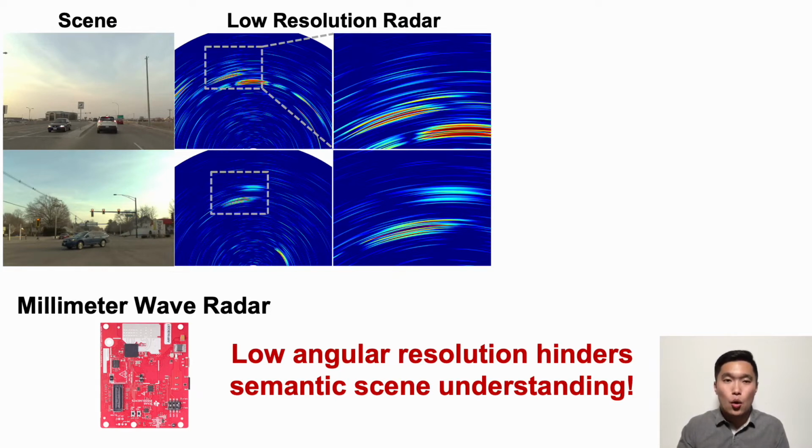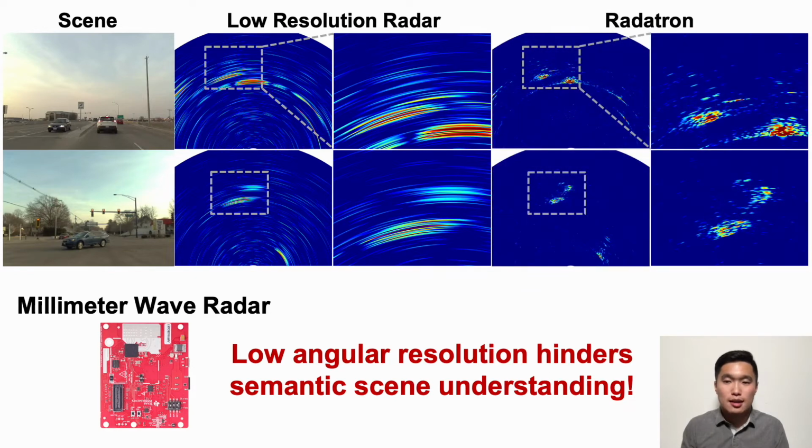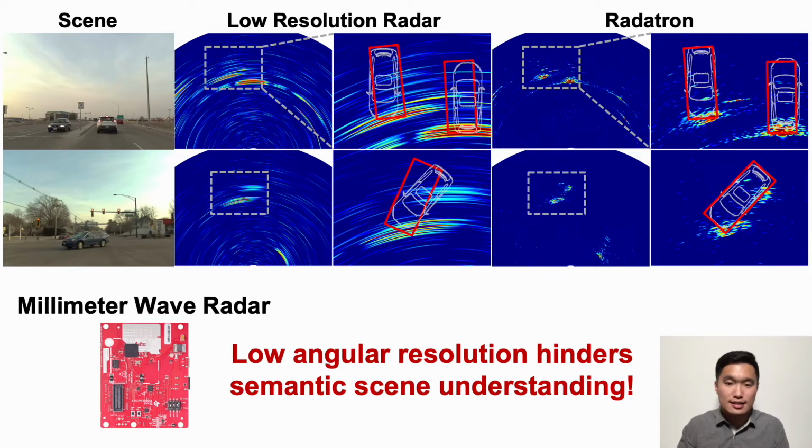In this work, we introduce Radatron, a millimeter wave radar-based object detection system that can capture radar heat maps with 10 times higher angular resolution, so that even the silhouettes of the car are almost visible. Using these high-resolution radar heat maps, Radatron is able to accurately detect the precise bounding boxes of vehicles.